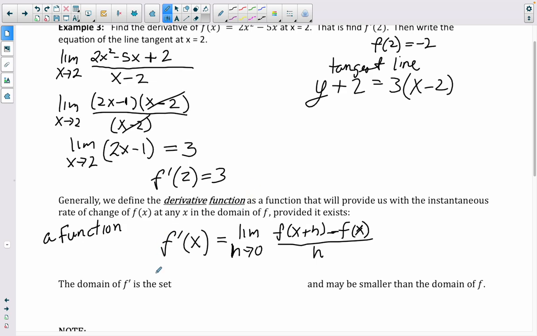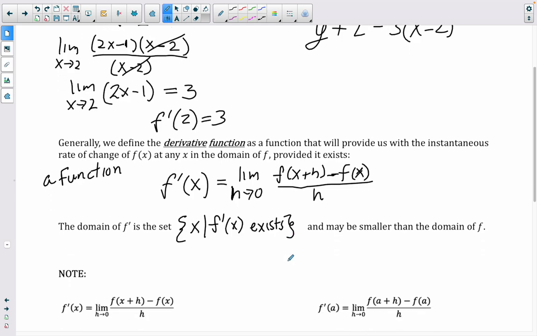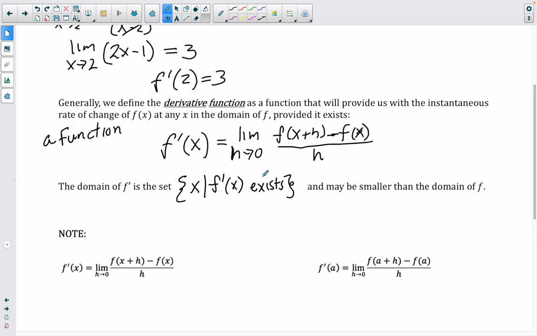Note that the domain of f prime is the set of all x values such that f prime exists. So what you'll find next year if you're studying calculus is that the domain of the derivative function may be smaller than the domain of the original function. Okay, so it may be a smaller subset of the domain of the original function. All right. So again, this is going to give us a function. That's important.